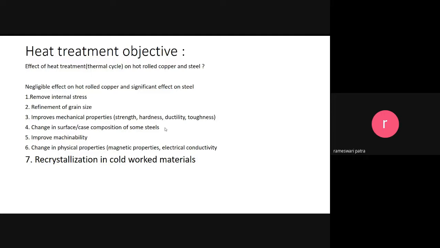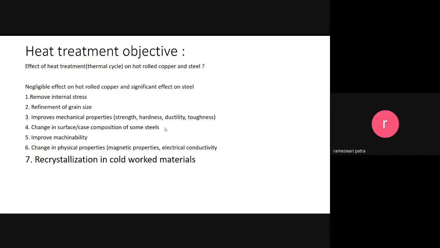Different phases have different properties. If ferrite forms, it is very soft. If pearlite forms, it will be tougher and stronger. If martensite forms, it will be harder and stronger. If austenite is there, then it will be soft. So you understand why there is a significant change in properties if you give heat treatment?